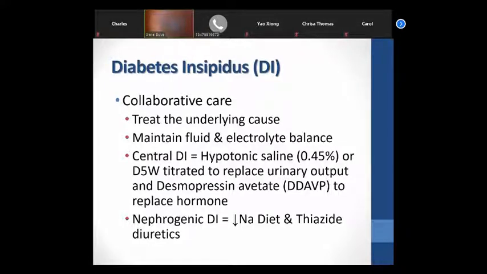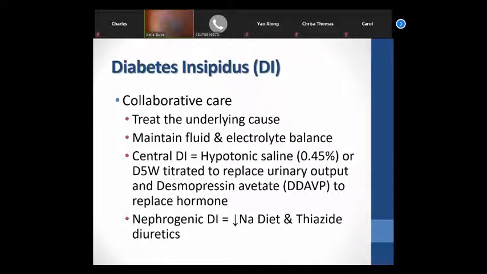That's going to be administered DDAVP, and that can be administered nasally. Also, you can administer it intravenously. Pitressin IV is also a form in terms of looking at the replacement of ADH.